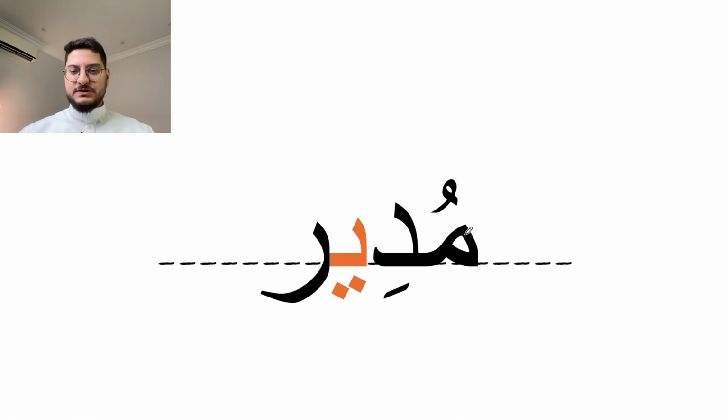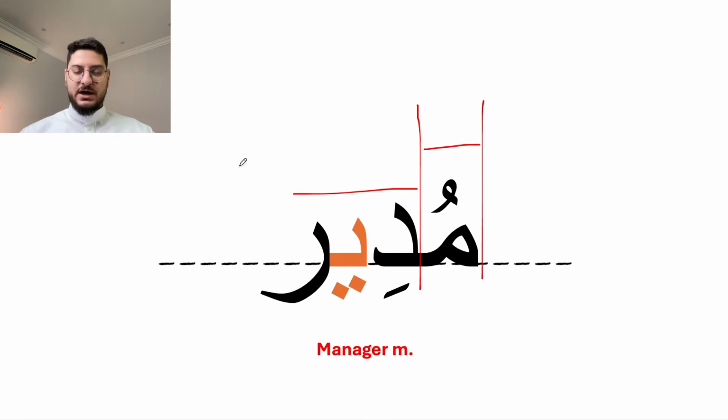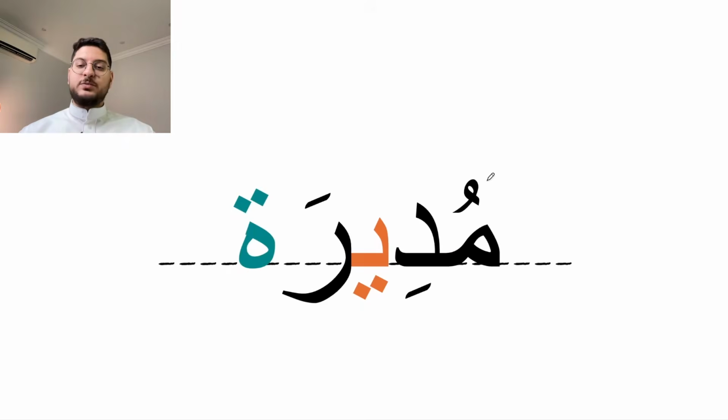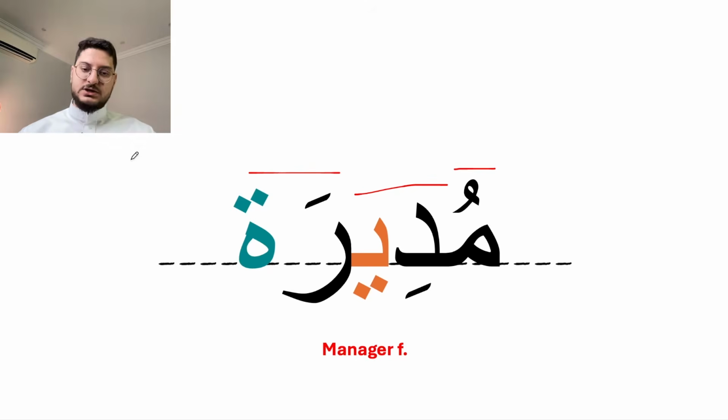Let's look at some words. This will always make it easier to understand. Let's look at the first word. I'm splitting the word into syllables. The first syllable is mu, right? So this is the ma at the beginning with a dhamma, it's mu. And then dir, mudir, which is a manager. But this is a male manager. What do you think a female manager would be? We would add a ta marbuta, right? So it would be mudira. So you have mudir, mudira. Both are managers, but one is male, one is female.